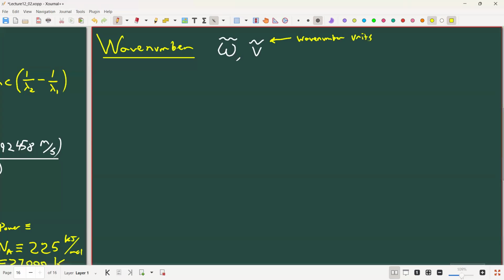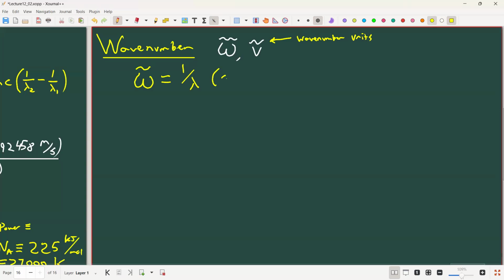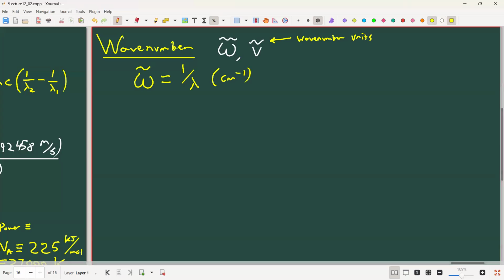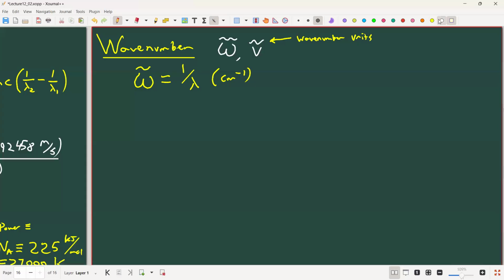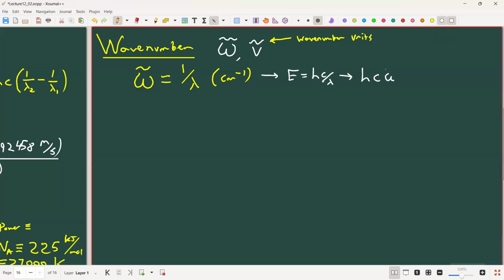What are wave numbers? The definition of a wave number is equal to 1 over its wavelength. So it has units. Traditionally, we usually report them as inverse centimeters. So how would you convert wave numbers to energy? Well, remember that E is equal to hc over lambda, so we can directly substitute in omega, which gives hc omega.